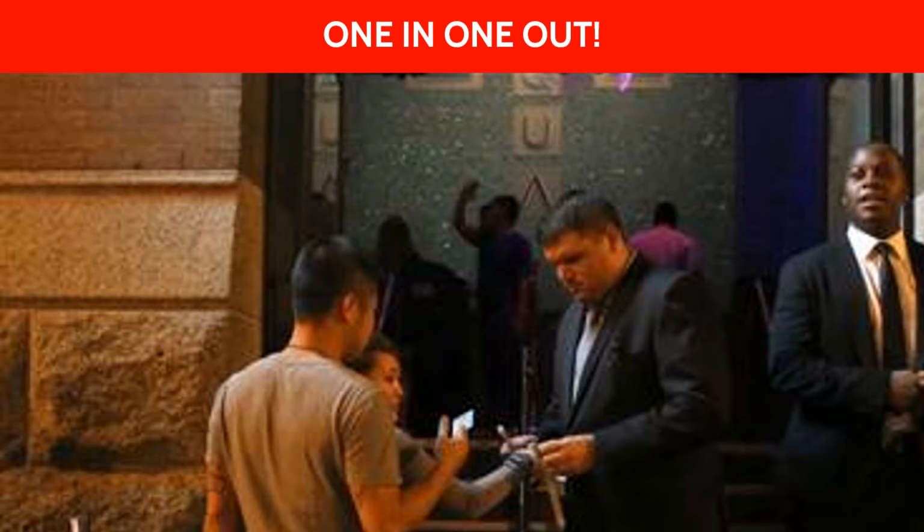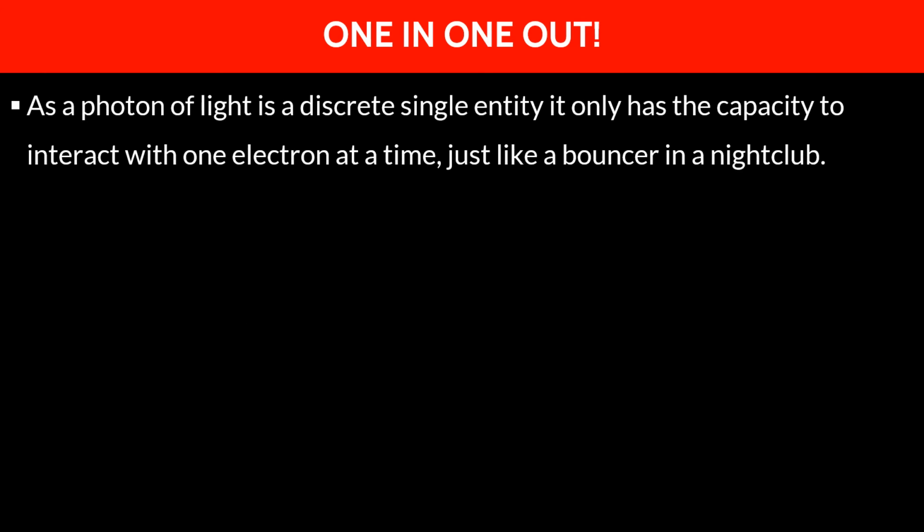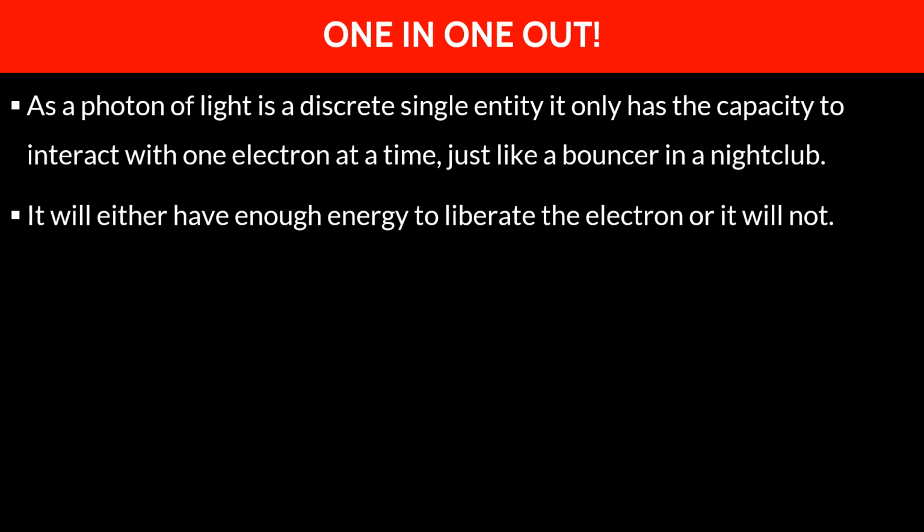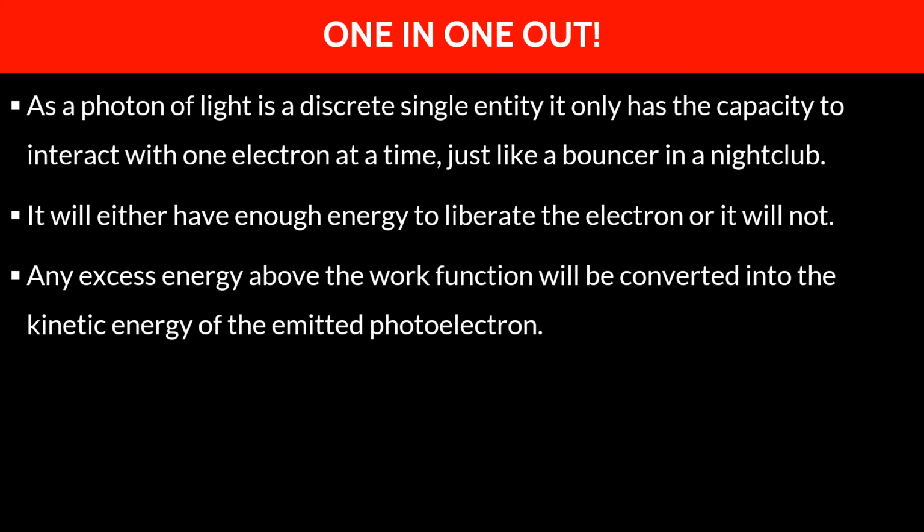Now, bouncers in nightclubs operate a one in, one out policy, and photons and electrons in the photoelectric effect behave in the same way. The photon is a discrete single entity. It only has the capacity to interact with one electron at a time, just like a bouncer in a nightclub. It will either have enough energy to liberate an electron or it will not.